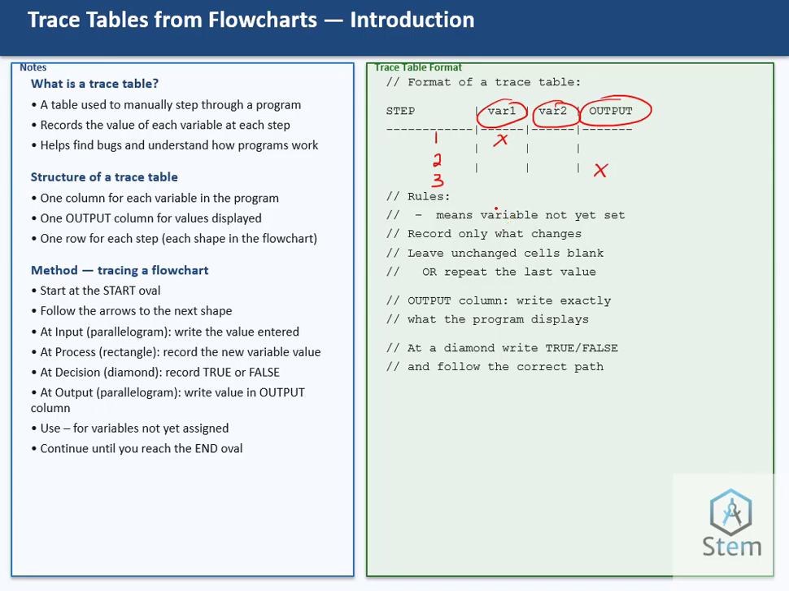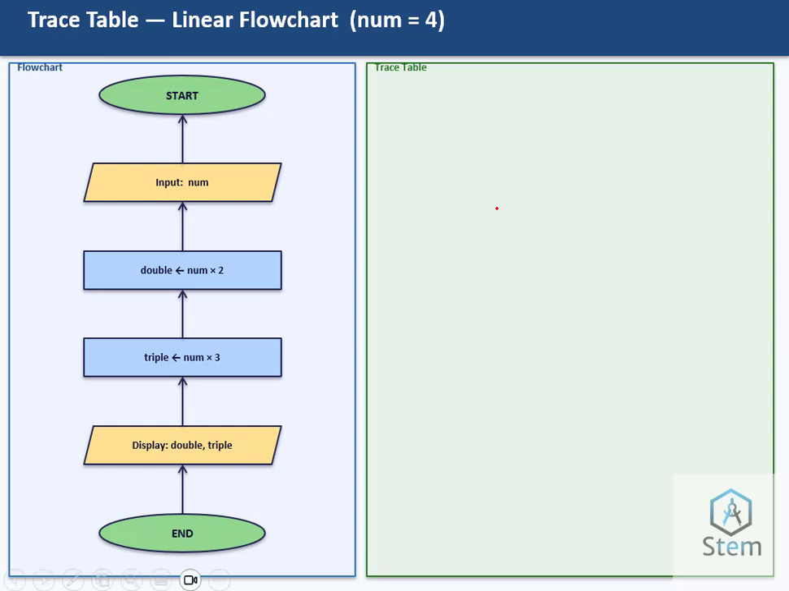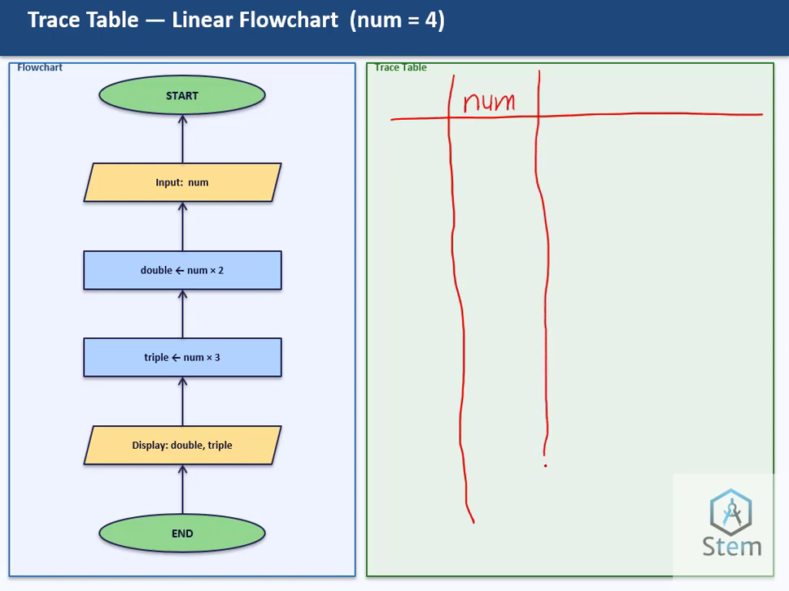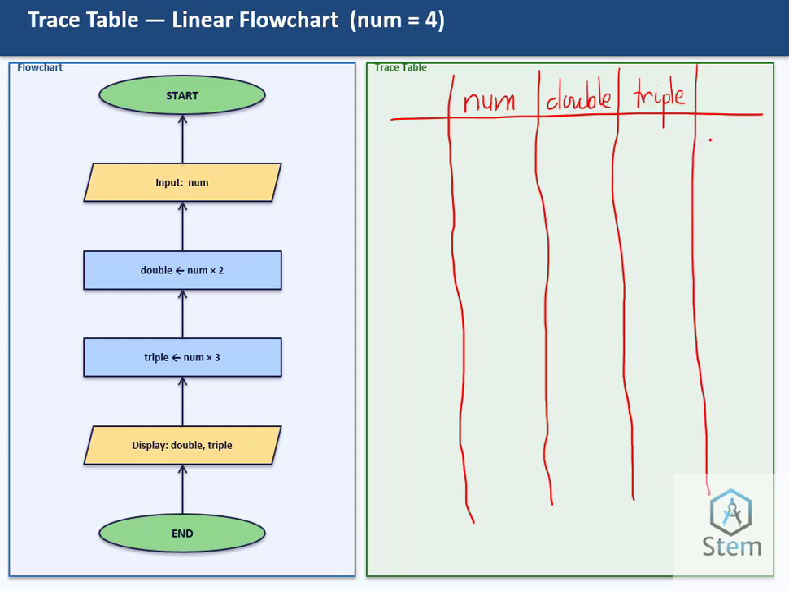Let's look at an example and see how this works. First, we are going to draw our table. The first variable is num. The second variable is double. The third variable is triple. And the last column, it's not a variable, it's an output or a display.